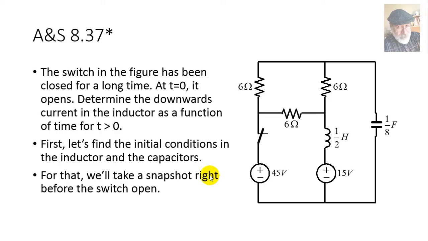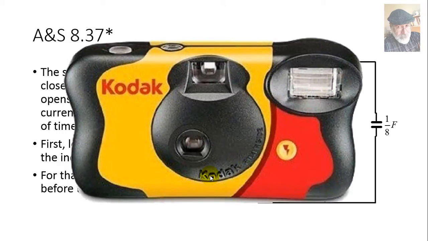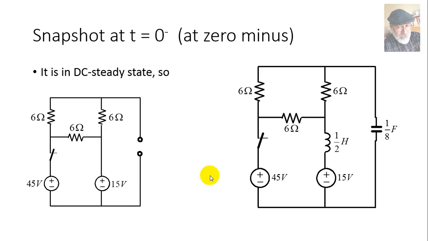And for that, we will take a snapshot right before the switch opens, at t equals 0 minus. There is your snapshot. And you may be thinking, wait a second, where did you take that equivalent circuit from? Please show me the original circuit. Here it is. Check it out.